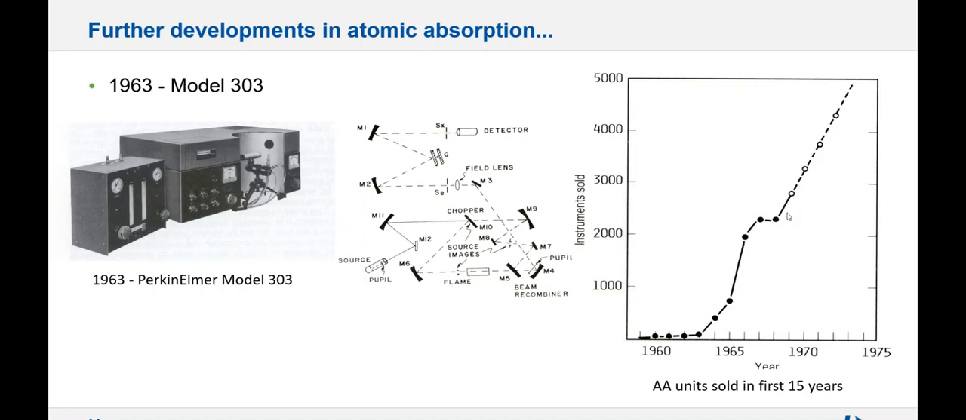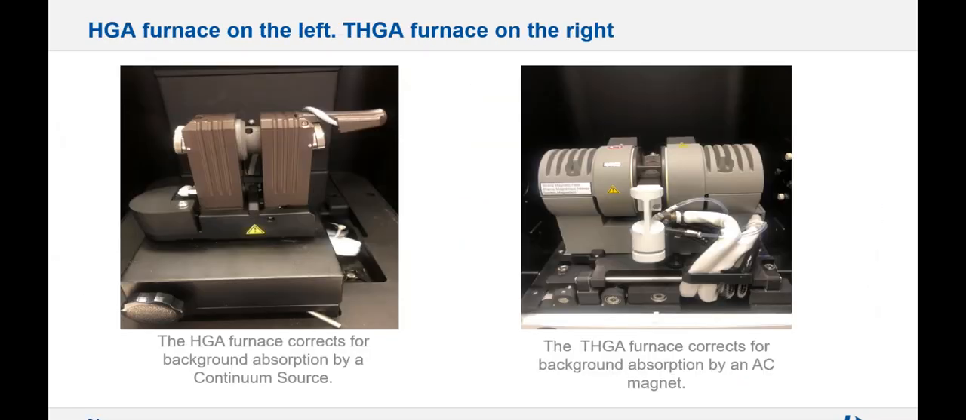So we have two furnaces. We have the HGA furnace, which is on the left-hand side. The HGA furnace corrects for background absorption by a continuum source. The THGA furnace, which is on the right-hand side, corrects for background by an AC magnet.